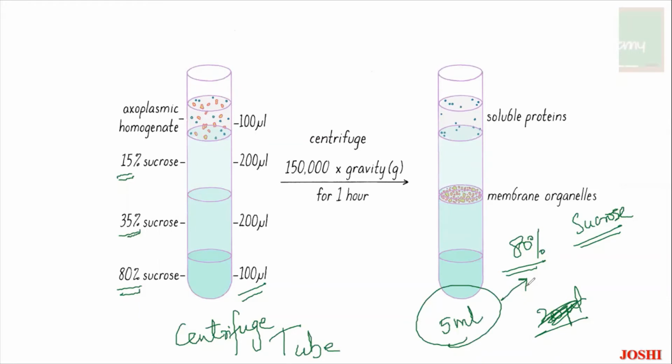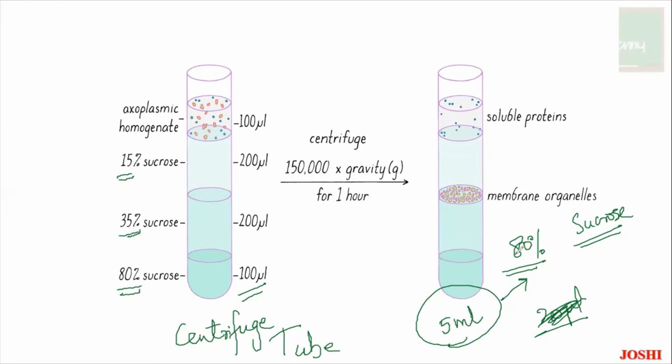We make 80% of 5 ml. We have to calculate how much. Okay, 80% of 5 ml is about 0.4 microliter, I guess. And then the remaining will be water.